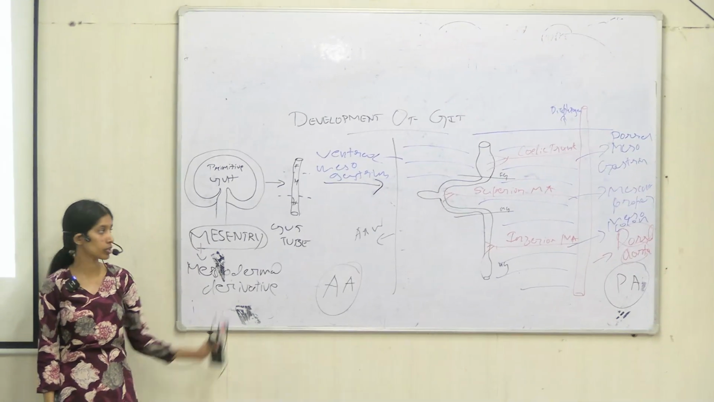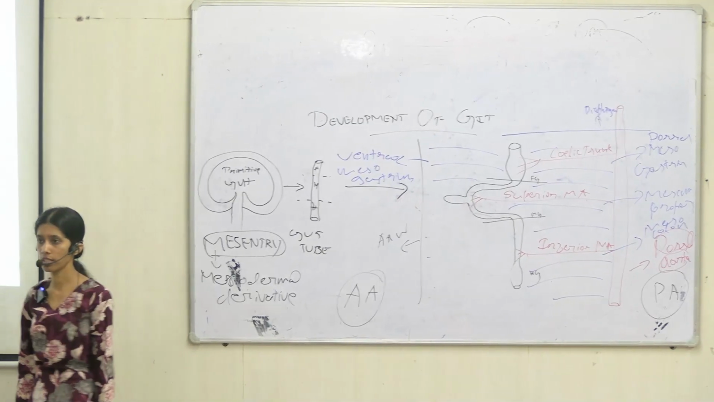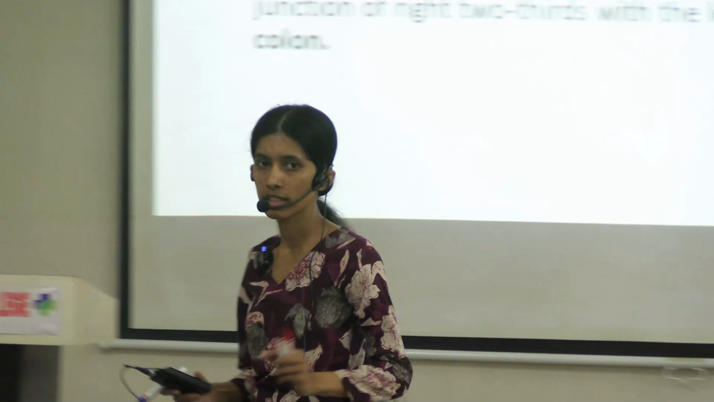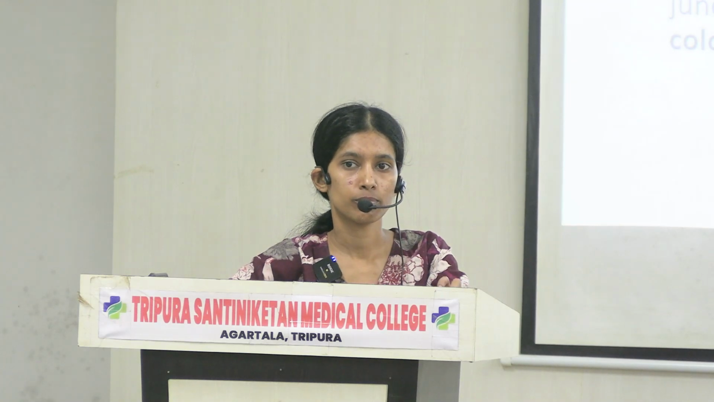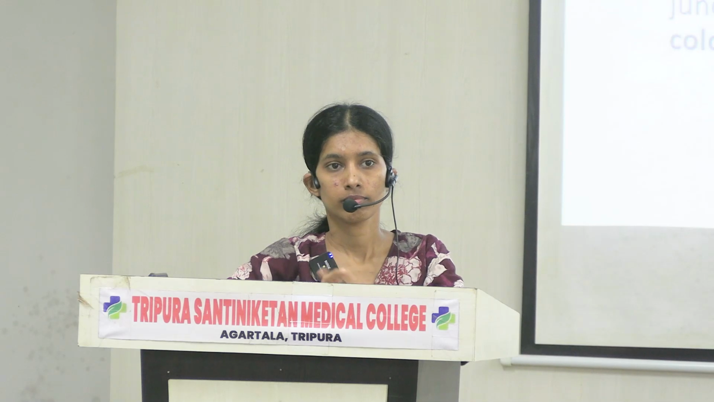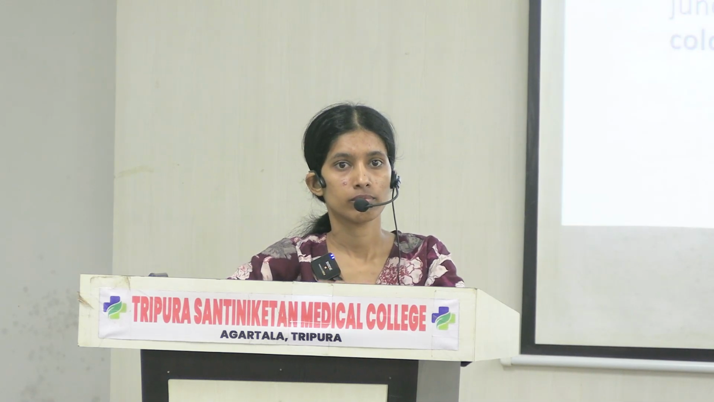So what about the derivatives of these mesenteries? We are discussing the development stage. Later in the adult, these mesenteries will disappear in a few parts. In a few parts, they are going to develop into further structures. So what are the derivatives of the mesentery? Omentum. Okay, next.